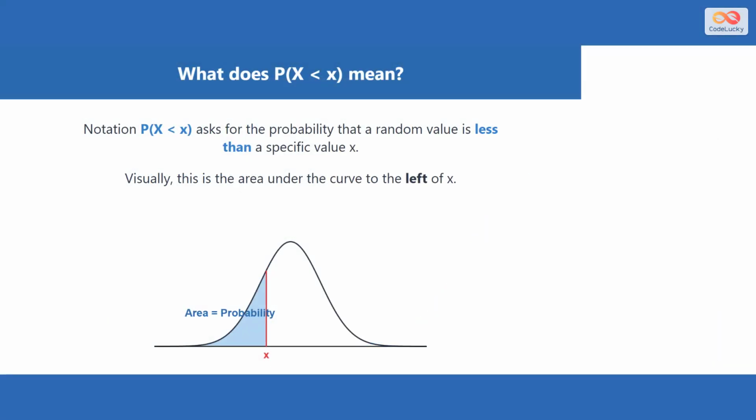When we are asked to find the probability that x is less than a specific value, written as P of X less than x, we are actually looking for an area. On the graph, this corresponds to the area under the curve to the left of that specific value. This shaded area represents the probability.